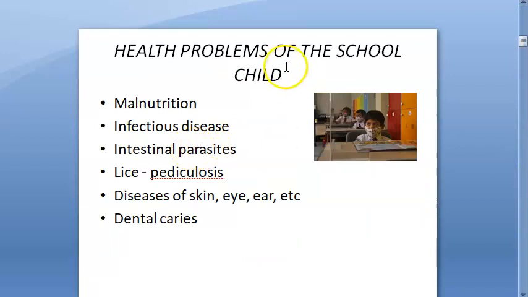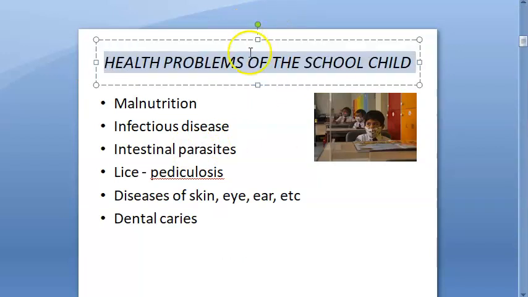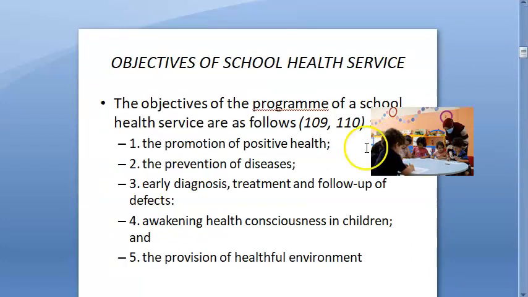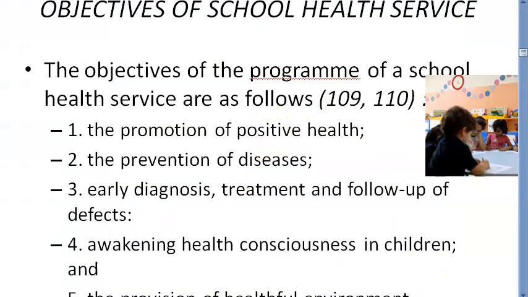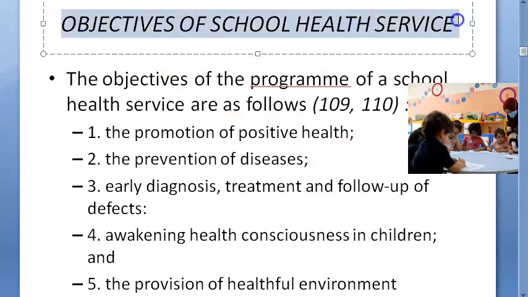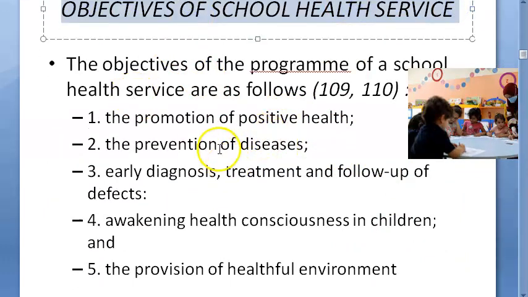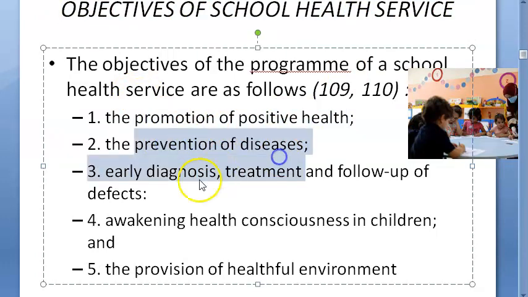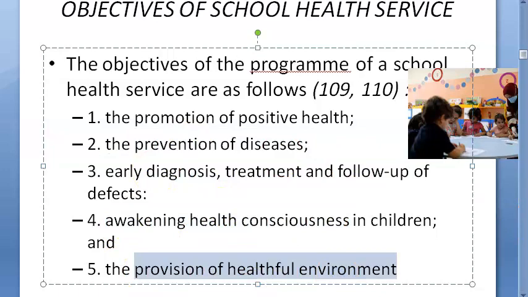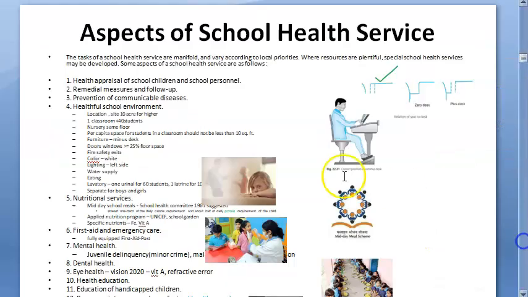What are the problems of school children? Malnutrition, infectious diseases, parasites, lice, pediculosis, diseases of skin, ear, eye, etc. Dental caries, etc. Mental health also you should include, okay? Because nowadays, because of increasing nuclear families and so on, you can include mental health there. That's also a problem, right? Objectives, what should be the objectives? You should promote positive health, prevent disease, ensure early diagnosis and treatment, and awaken health consciousness in children. You should provide a healthful school environment.